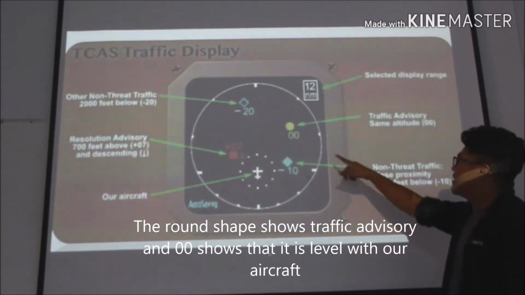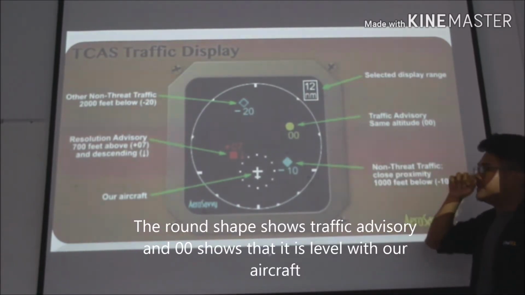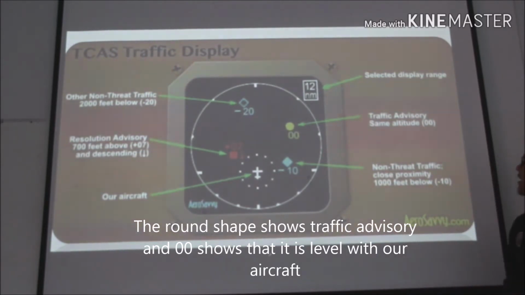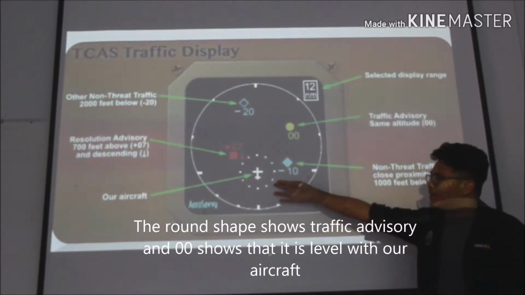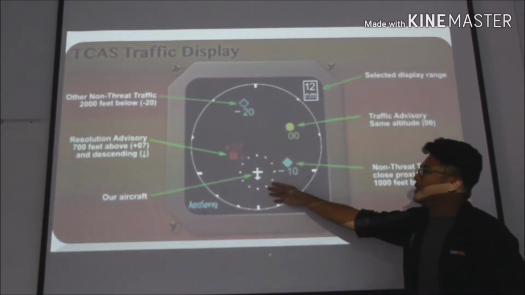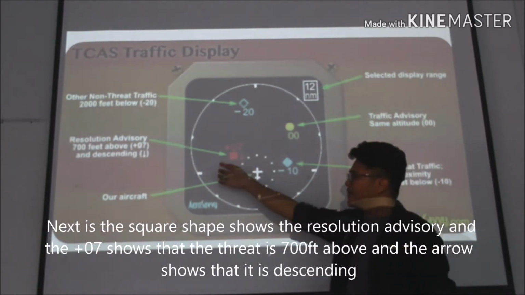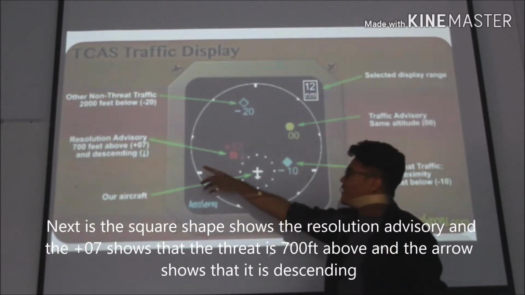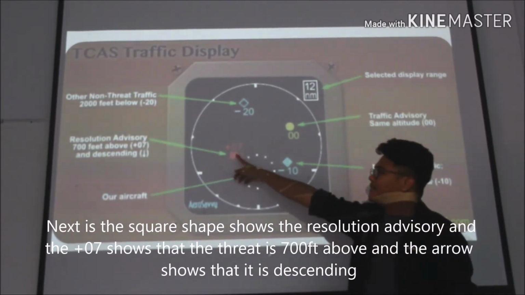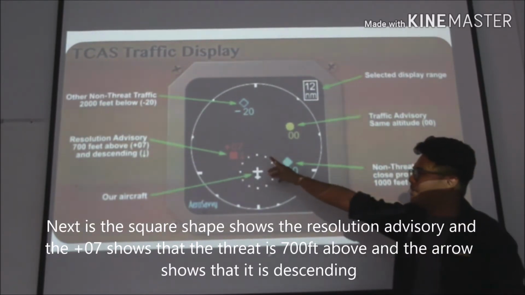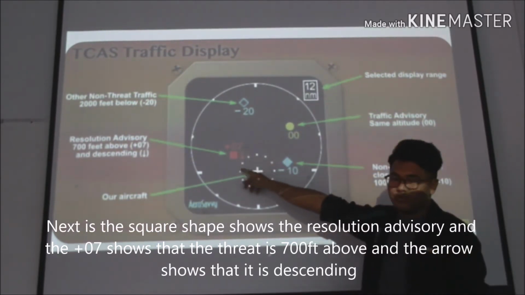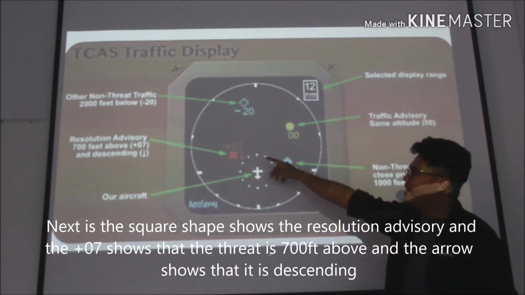The next is the round shape, which is the traffic advisory. The 00 means it is level with our aircraft. Then the square shape is the resolution advisory. The positive 7 shows the traffic is 700 feet above, and the arrow shows the aircraft is descending.